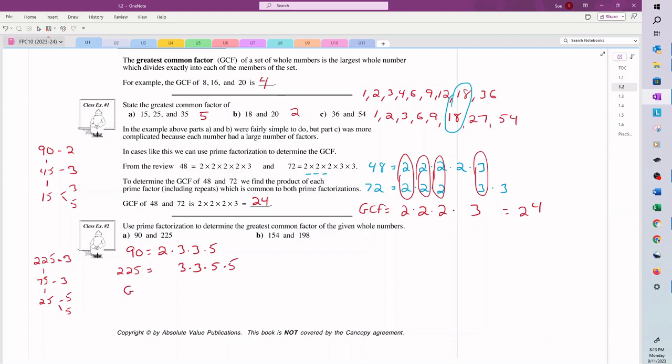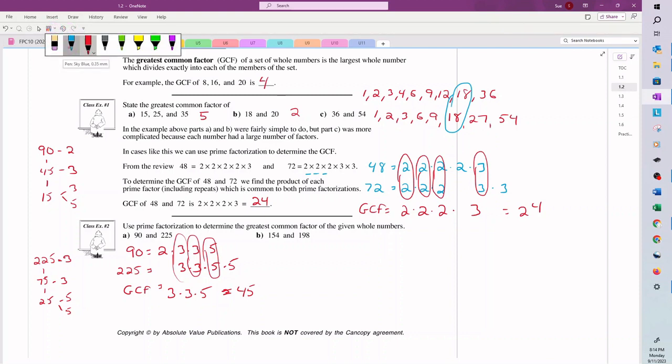So my greatest common factor is going to be the ones that show up twice. So it's 3 times 3 times 5, which equals 45. And that's the greatest common factor of 90 and 225. And it's not a bad idea to just take a second and divide those both by 45 and make sure that it works, because mistakes happen and we want to catch those sooner rather than later.